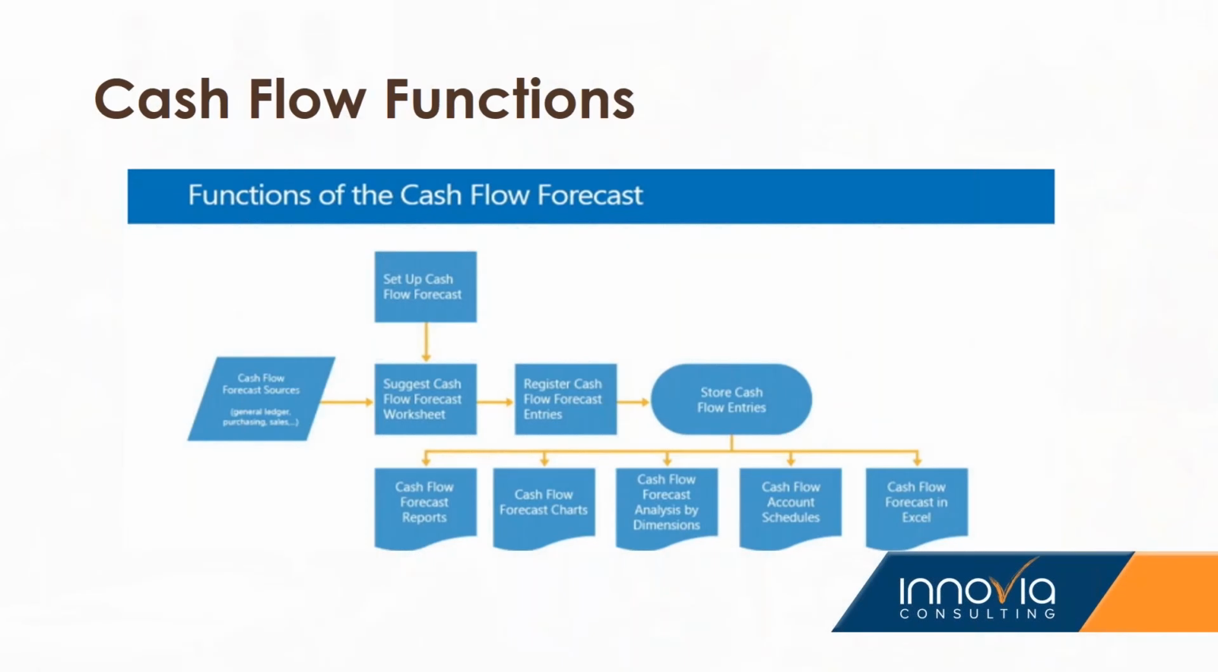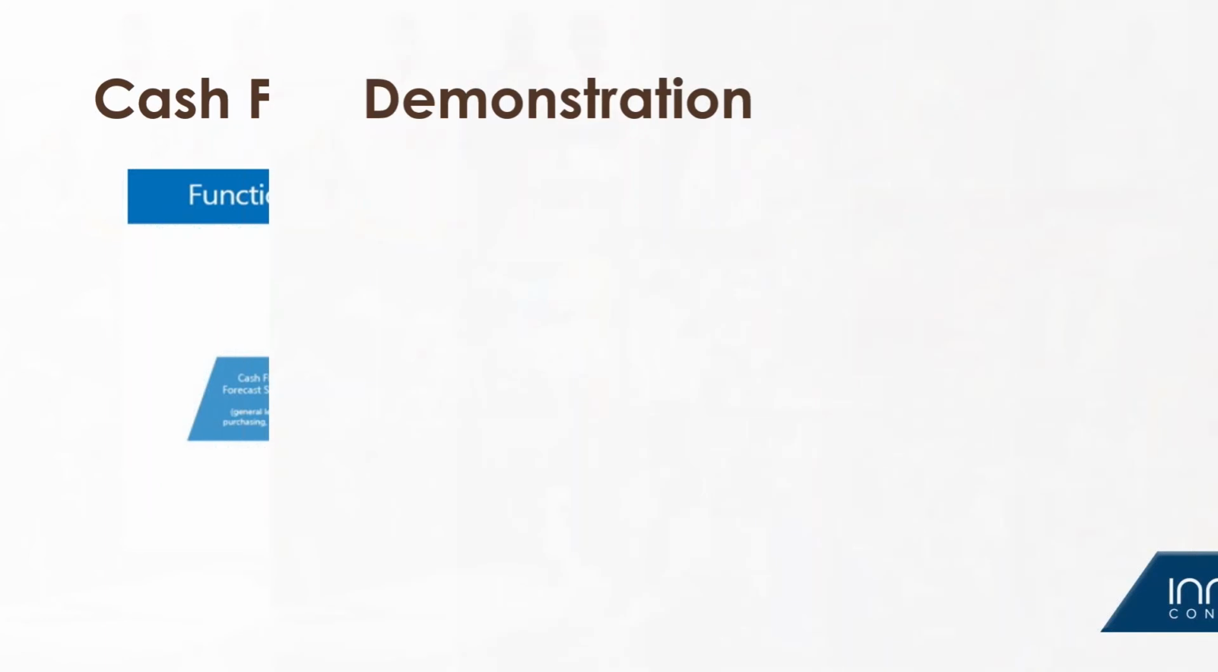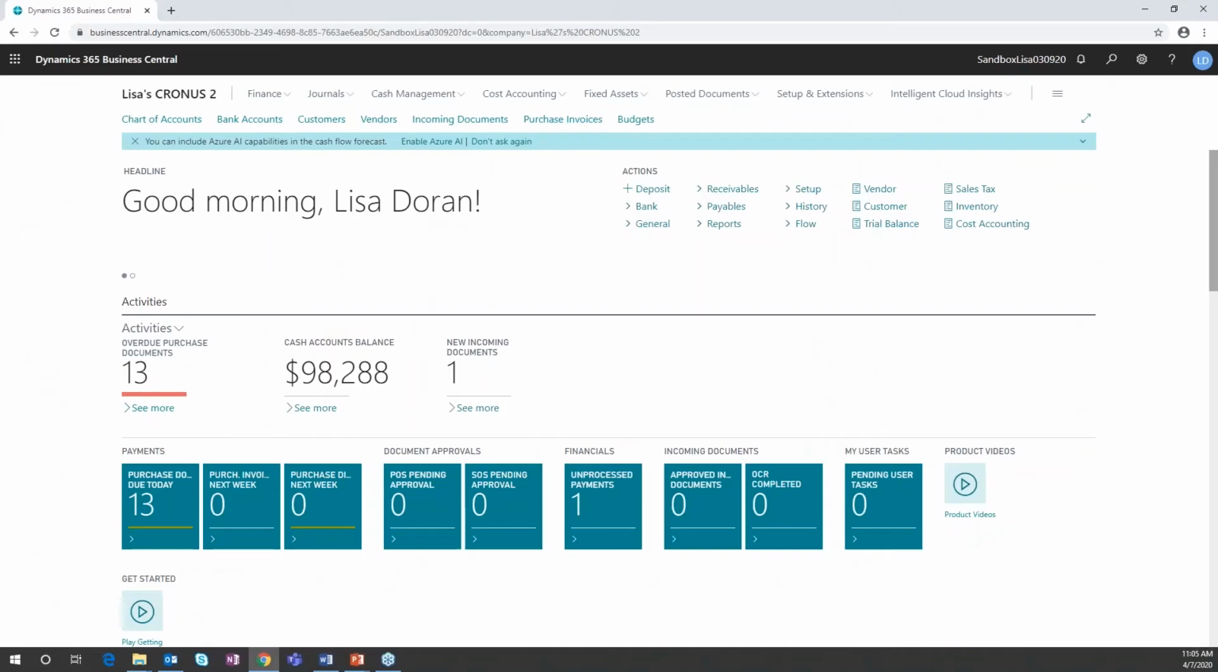So what we're looking at here is really just a visual of what we're doing to set up the cash flow. We have a few different things that we have to set up, and then it's available for reporting or analysis in a variety of different ways. So what we're going to do now is jump in and take a look at walking through the assisted setup to get a cash flow setup in our demo environment.